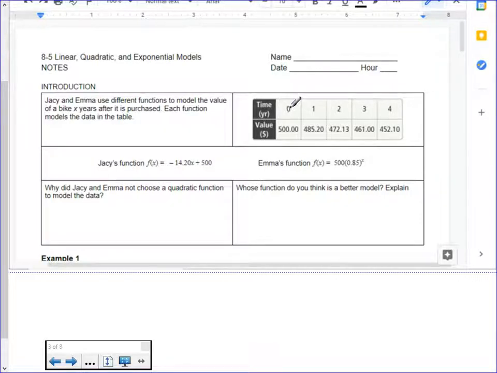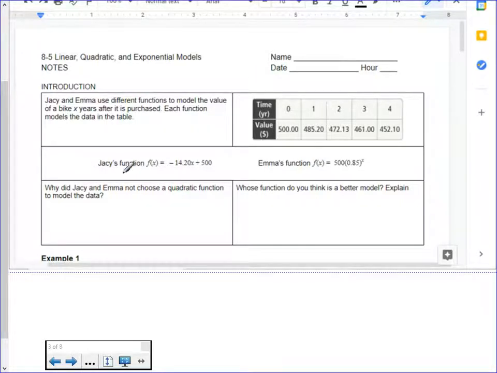The first year they have the bike, it's worth $500, and just like general wear and tear on a bike, it's going to be worth less after year 1, and after year 2, after year 3, and after year 4. That's what this is talking about. Both of these girls have different functions. JC's is negative 14.2x plus 500, and Emma's is 500 times 0.85 raised to the x power.